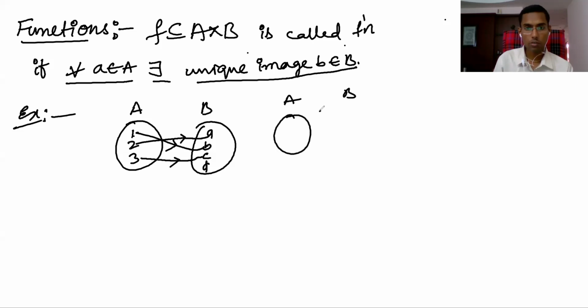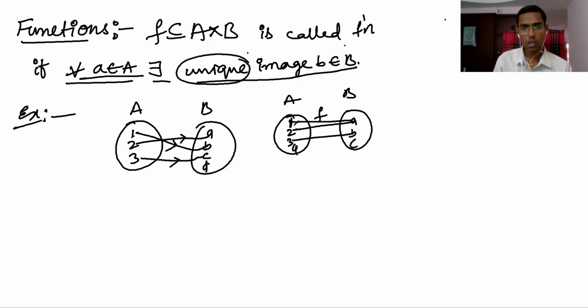Let's take another example. This is a function. So 1, 2, 3, 4, and let's take A, B, C. For 1 there is an image, for 2 an image, for 3 an image. Is this a function or not? This is not a function, because 4 doesn't have an image. For every element there should be an image, and only one image. For 1 there is image A, for 2 only one image A, for 3 image B, for 4 no image. So it's not a function.